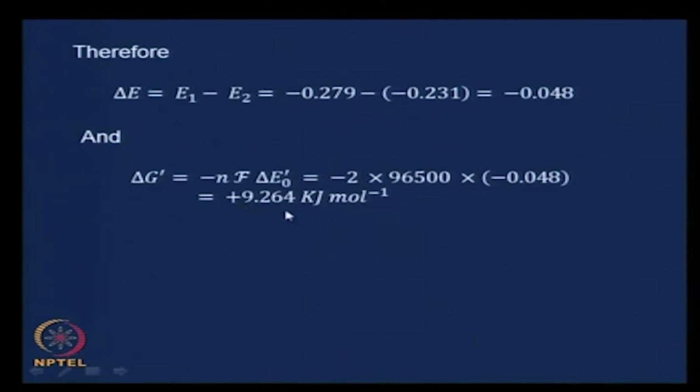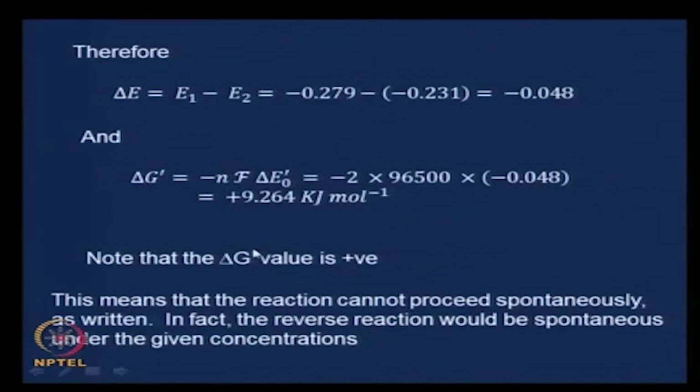and the value turns out to be plus 9.264 kilojoules per mole. Know that the delta G value is positive, and you know from higher secondary school that for a spontaneous reaction the delta G has to be negative. And so what this essentially means is that the reaction as written cannot proceed spontaneously. In fact, the reverse reaction would be the one that is spontaneous under the given concentration ratios of 1000 to 1, whereas the first part was spontaneous as written.